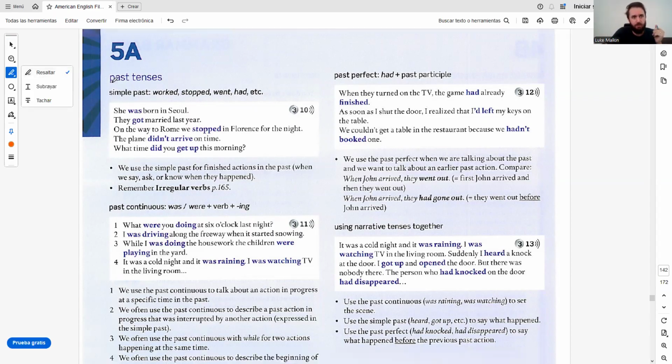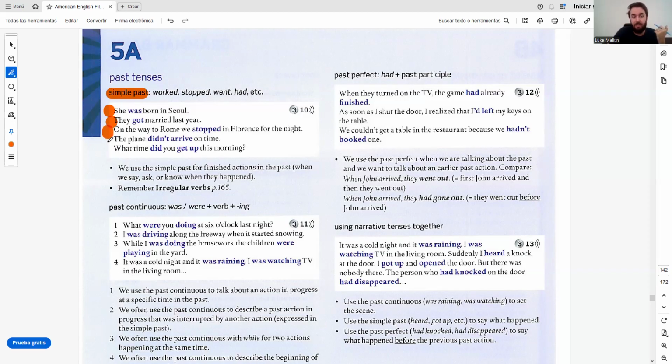First, simple past. Worked, stopped, went, had. She was born in Seoul. Verb to be, past. They got married last year. Verb get in the past. On the way to Rome, we stopped in Florence for the night. Stop is present, stopped is past.